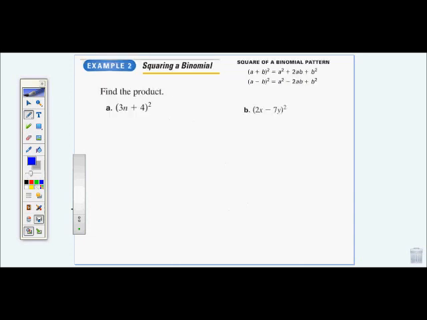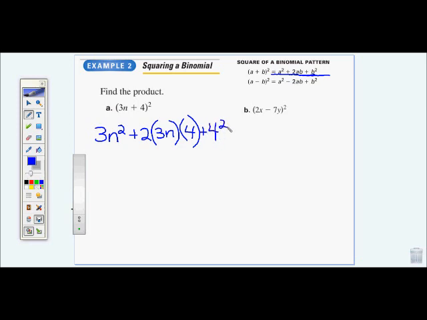So, moving on to example 2, squaring a binomial. Letter A is going with the sum squared pattern, and you can see it's supposed to give us a squared plus 2ab plus b squared. So that would be 3n squared is my a squared, plus 2 times my a, which is 3n, and also times my b, which is 4. And then I'm going to go ahead and say that's plus 4 squared.